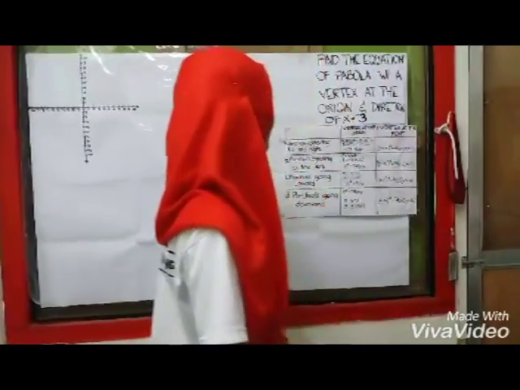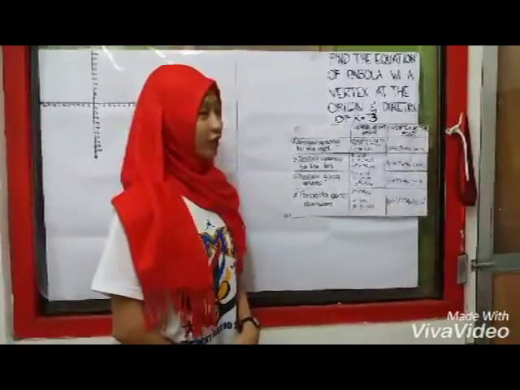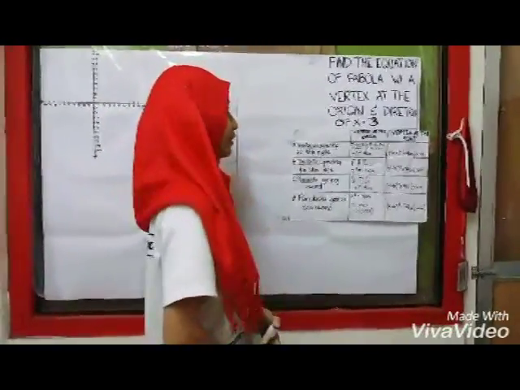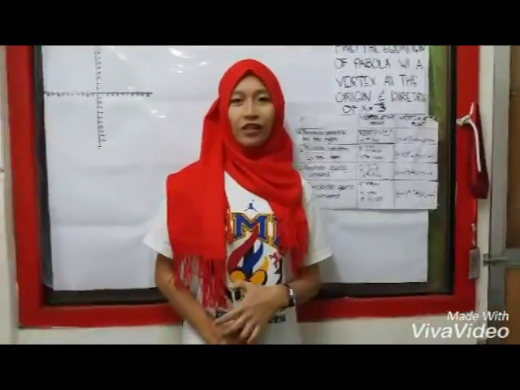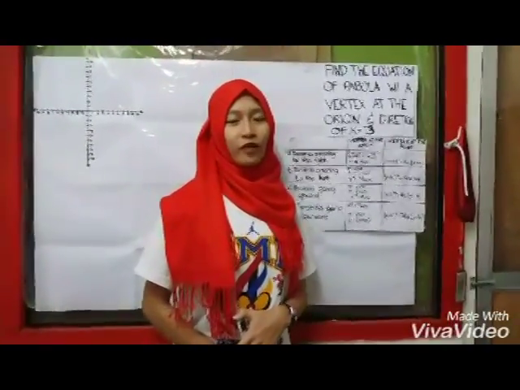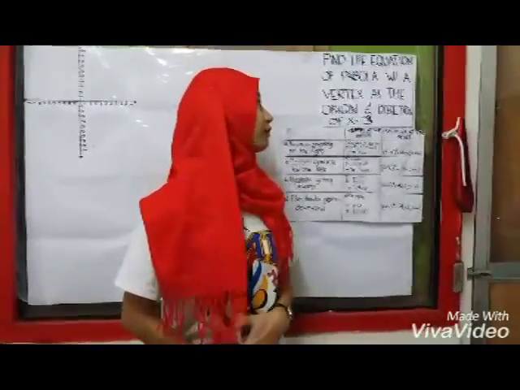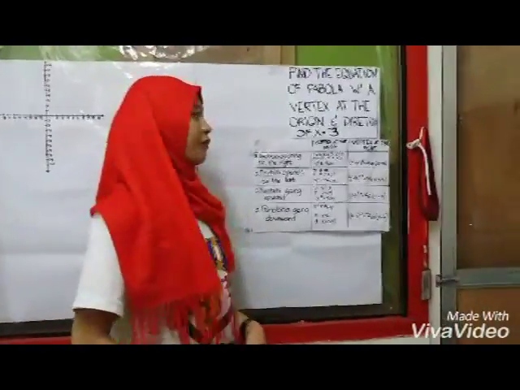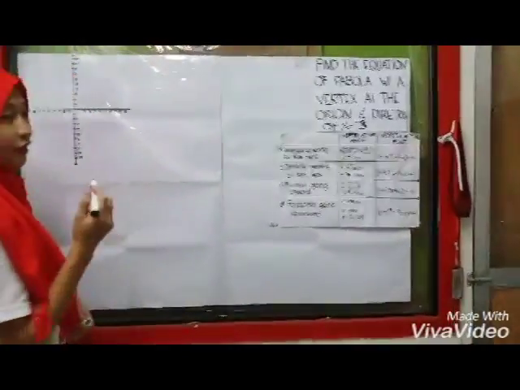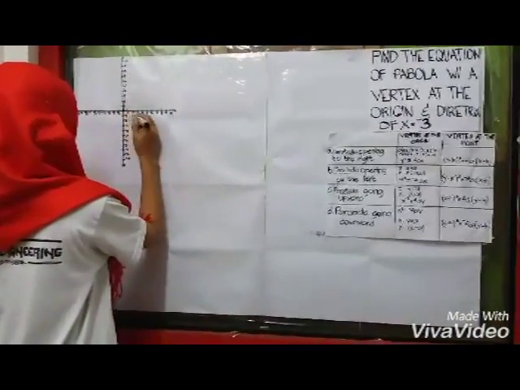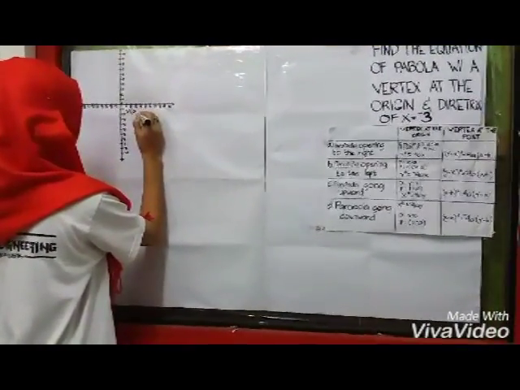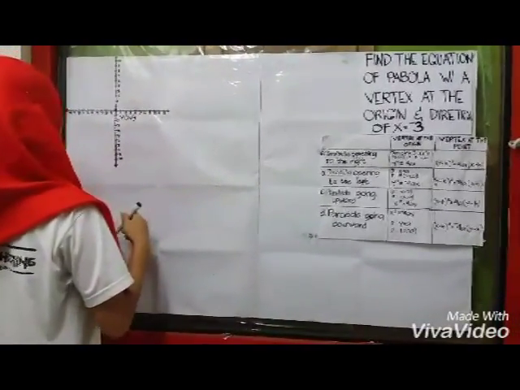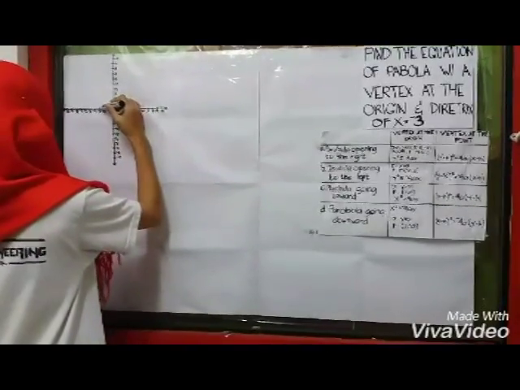The first one is, find the equation of the parabola with a vertex at the origin and a directrix of x is equal to -3. The first step in analyzing a conic section is to sketch the graph of the given parts of the question. So we have a vertex at the origin, which means our vertex is here, point (0, 0), and a directrix of x is equal to -3 along the x-axis.